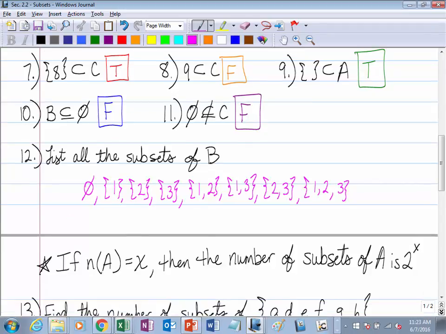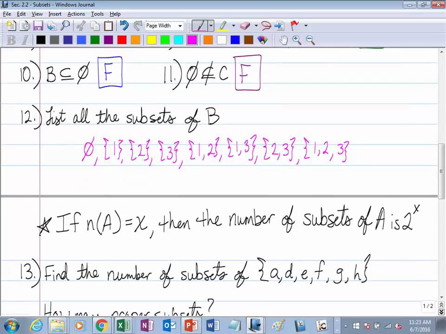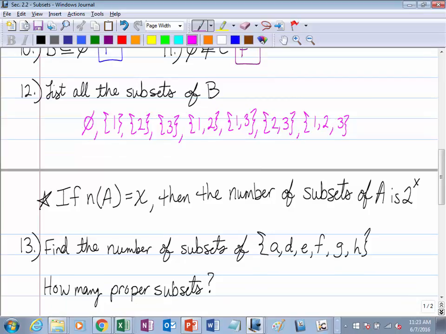So let's see, there's 1, 2, 3, 4, 5, 6, 7, 8 of those. And there's actually a formula to tell you how many subsets a set will have, which is equal to 2 to the power of the cardinal number. There were 3 elements in B. 2 to the 3rd power is 8. So there's 8 subsets of B. If there were 4 elements, 2 to the 4th is 16. There'd be 16 subsets.